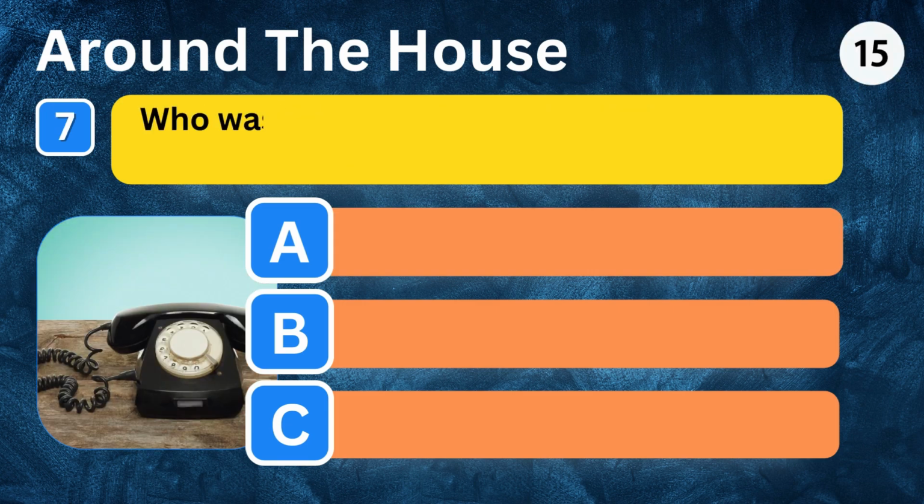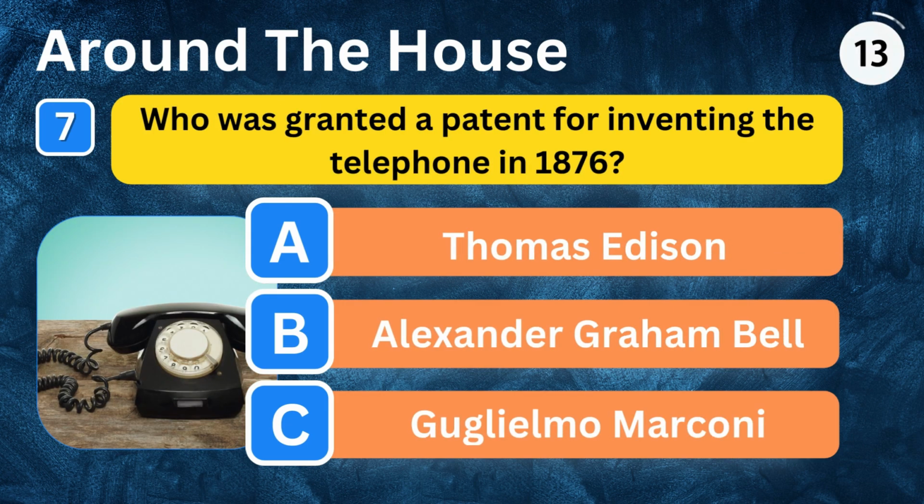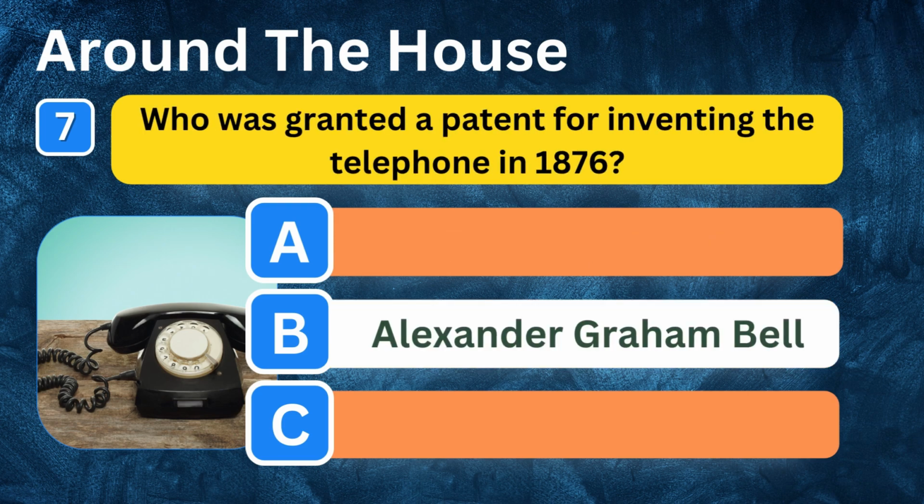Question number 7. Who was granted a patent for inventing the telephone in 1876? Was it Thomas Edison, Alexander Graham Bell or Guglielmo Marconi? And the answer was Alexander Graham Bell.